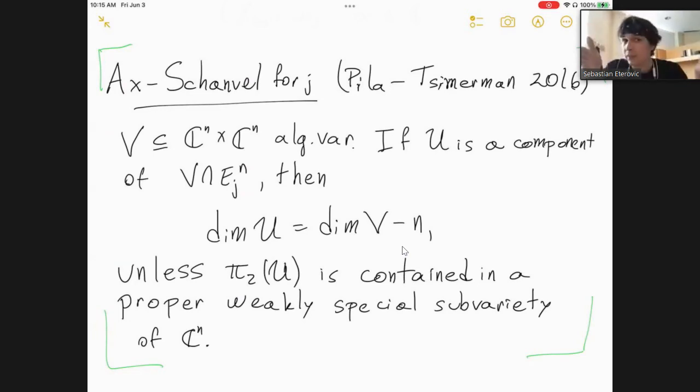Then you expect the dimension of the component to be this specific number here, the dimension of V minus n. Unless, if this doesn't happen, there must be a good reason for this. And the reason is that the projection of U onto the second factor must be contained in some proper weakly special subvariety of C to the n.